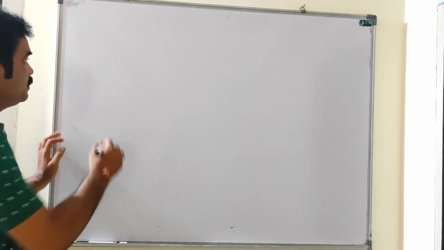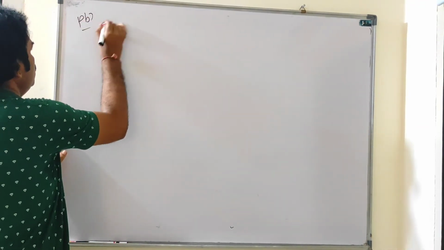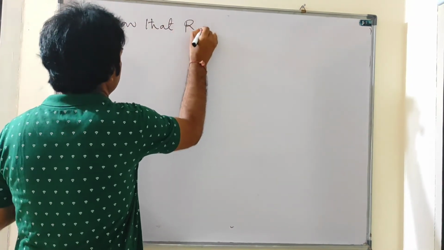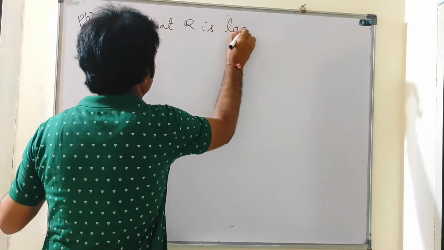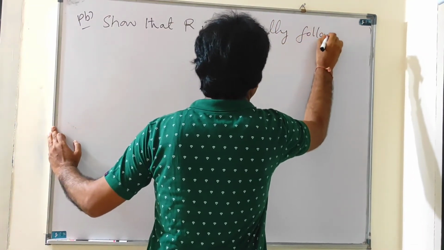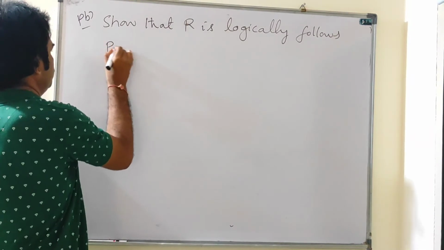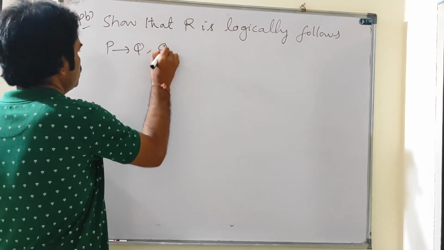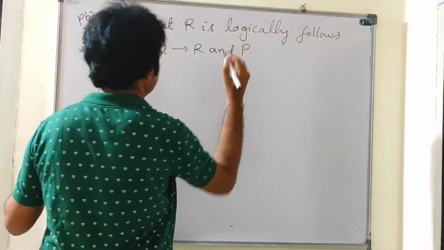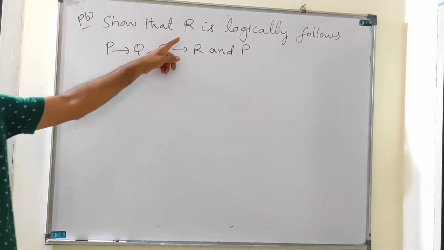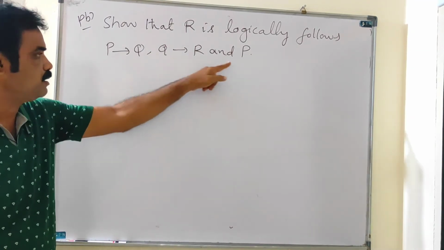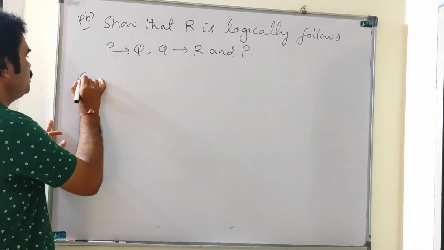Okay. Next problem. Show that R follows logically from P implies Q, Q implies R and P. That means the conclusion is R. The given premises are P implies Q, Q implies R and P. See the solution.